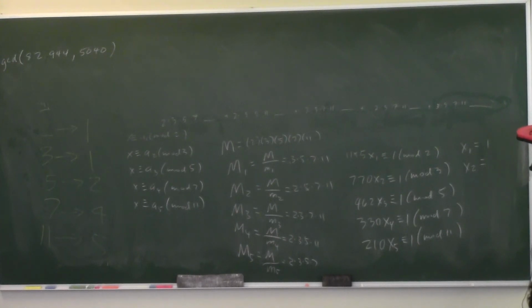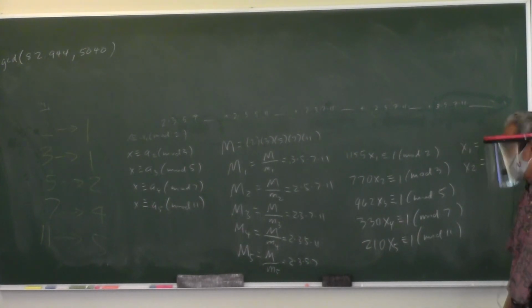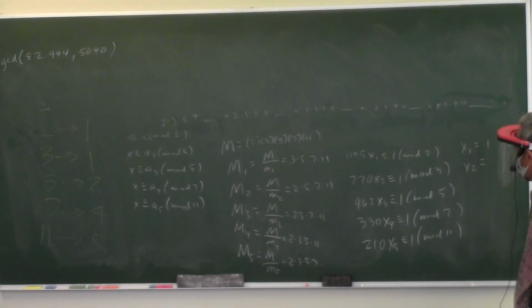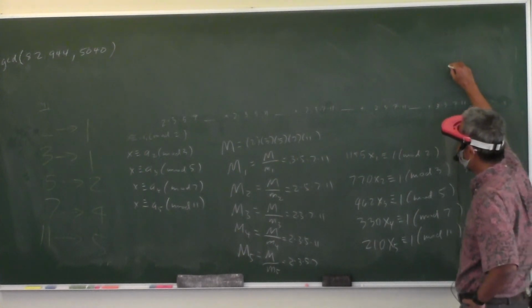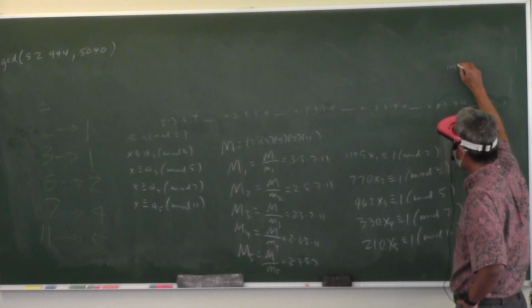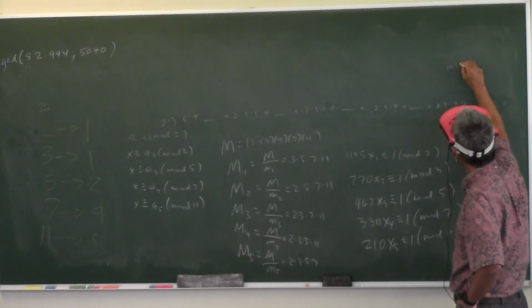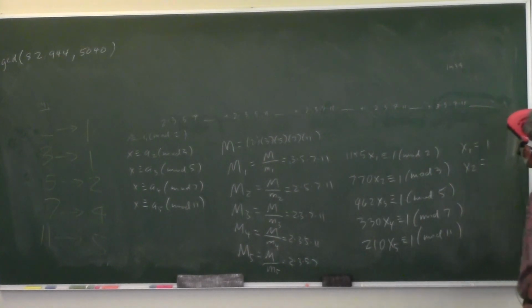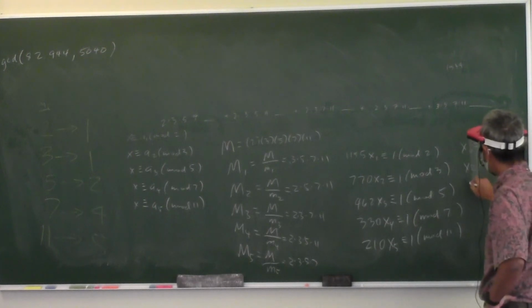x2, could it be 1? 769 is divisible by 3? 7, 6, 9, no. It's 2, I think. So what is 2? 1540 minus 1, so 1539 is divisible by 3. Yeah, okay, so 2 works.